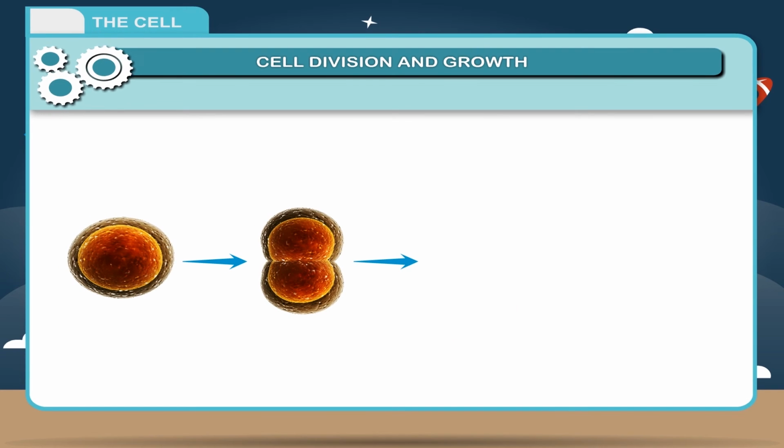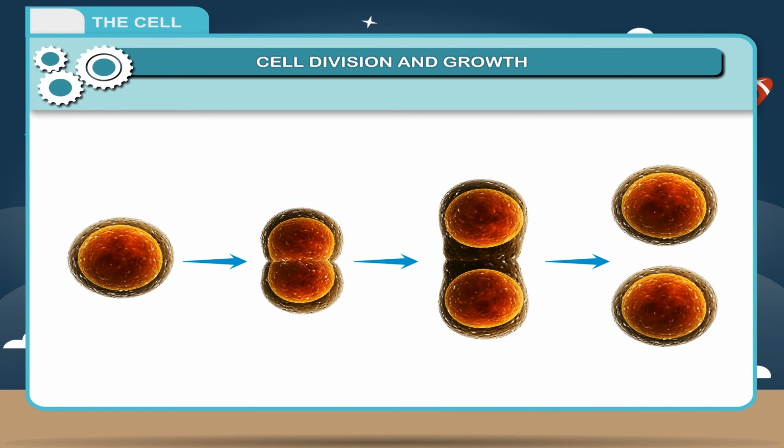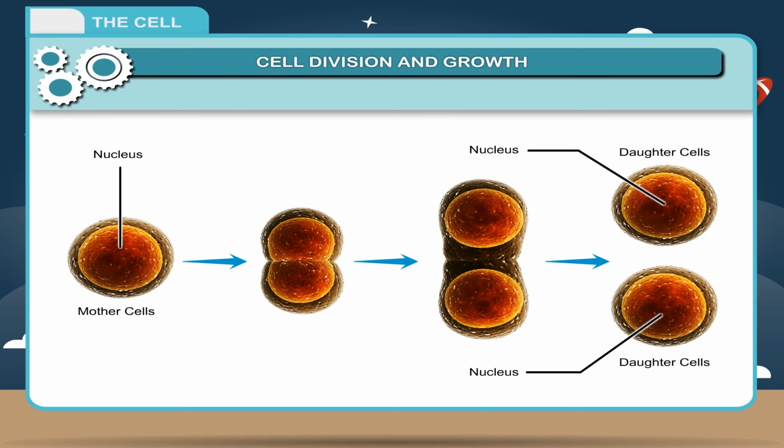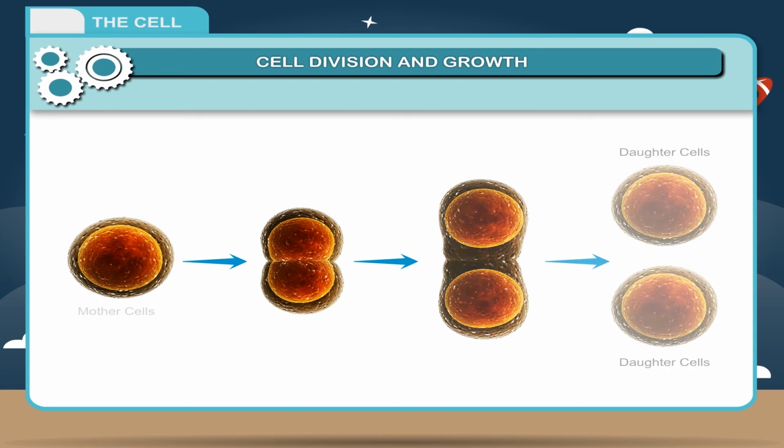Each cell, when it matures, divides into two cells called daughter cells, which are identical to the mother cell. The nucleus and cytoplasm both divide into two daughter cells, which increase in size and again divide. Cells are divided for reproduction, growth, repair, and replacement of cells.